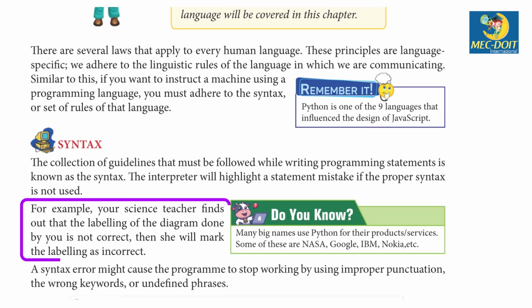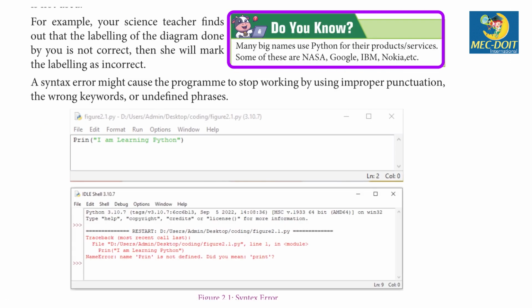For example, your science teacher finds out that the labeling of the diagram done by you is not correct. Then she will mark the labeling as incorrect. Do you know many big names use Python for their products and services? Some of these are NASA, Google, IBM, Nokia, etc.